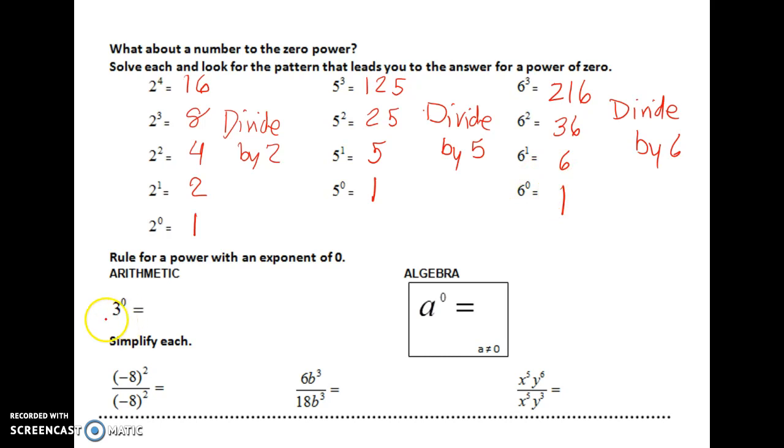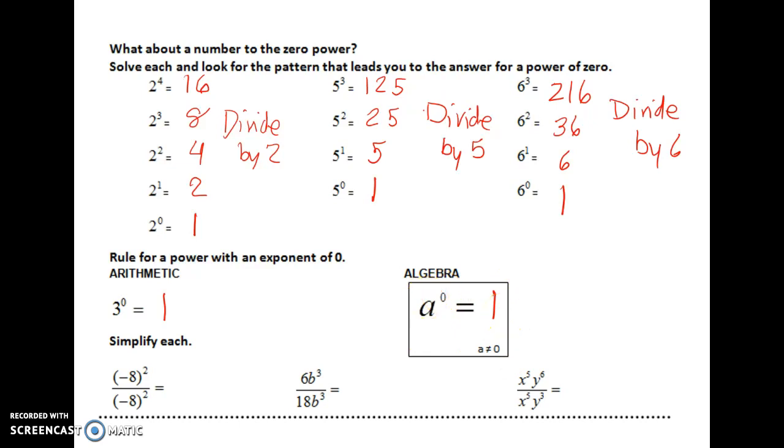So if we think about this, 3 to the 0 power will be 1. In fact, any number to the 0 power will always be 1, except when your base would be 0, that would be something else. So a to the 0 power is always 1.